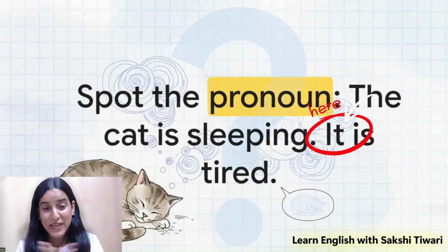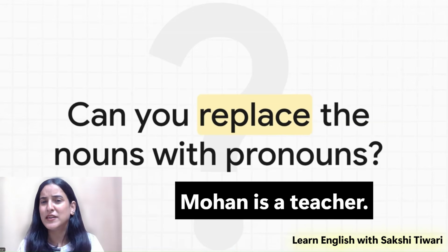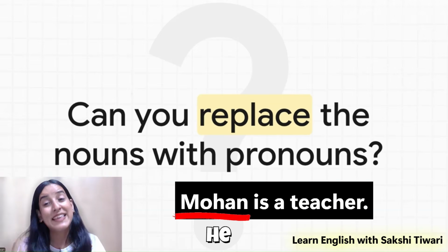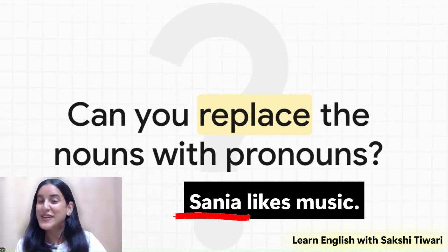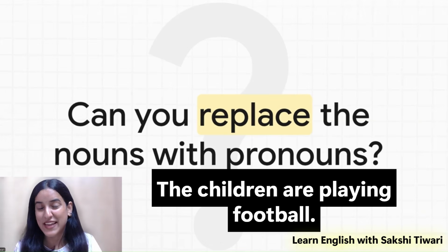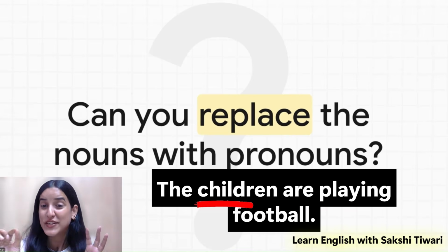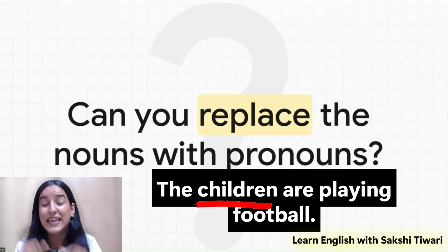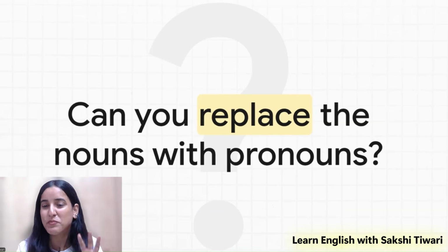Okay, now you have to replace the nouns in these sentences. Mohan is a teacher. Noun कौन सा है? मोहन, अब मोहन को हटा के हम pronoun लगा देंगे. The answer will be he is a teacher. Sanya likes music. Great. She likes music, right? The children are playing football. Well done. Noun क्या है? Children. And the children को हटा के हम बोलेंगे they are playing football. Right? Great job.